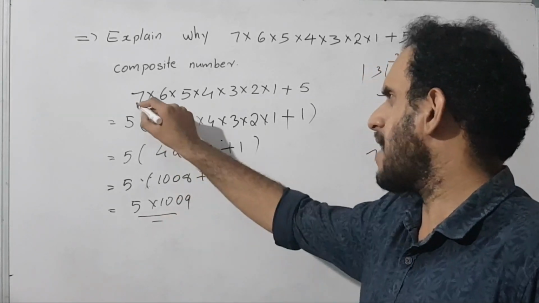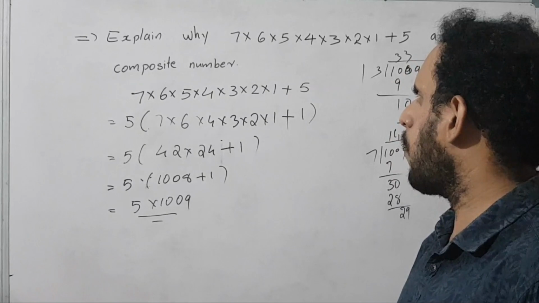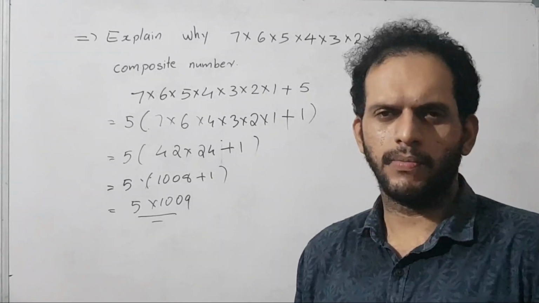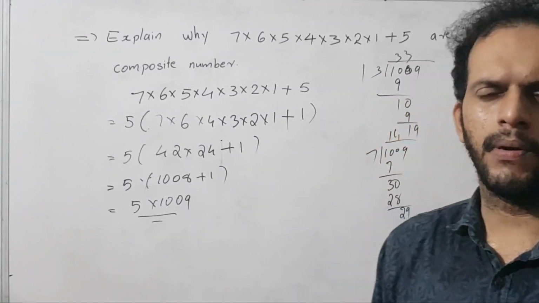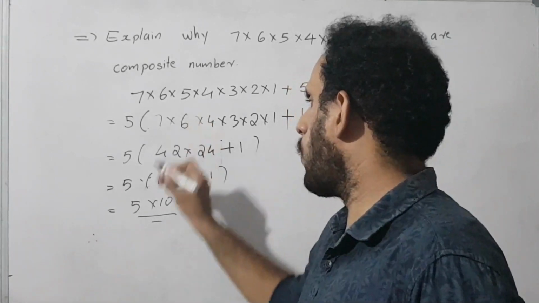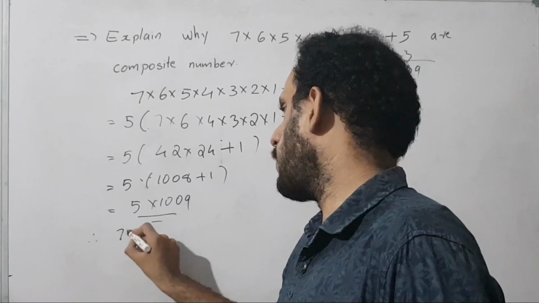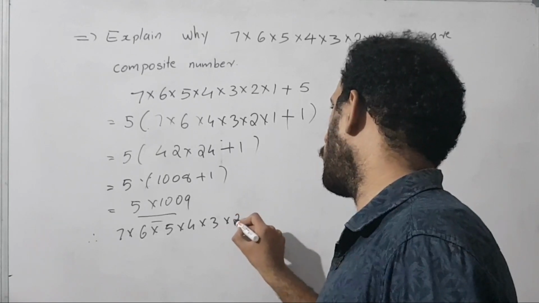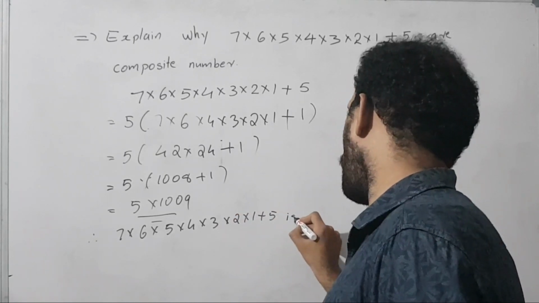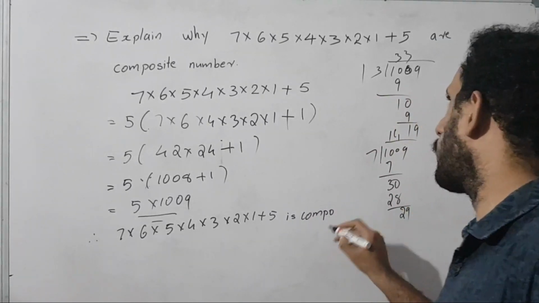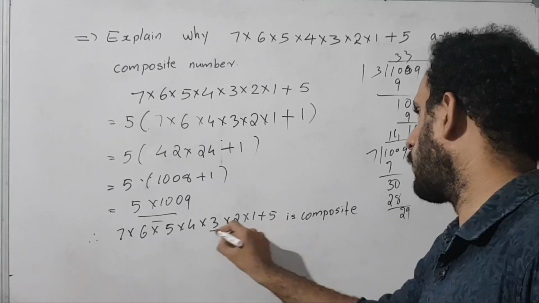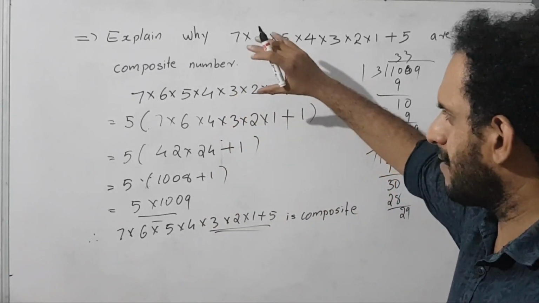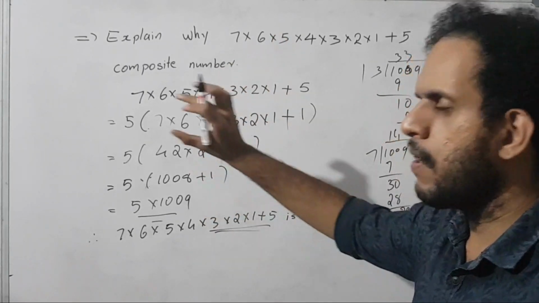So we converted 7 into 6 into 5 into 4 into 3 into 2 into 1 plus 5 as a product of prime numbers. Therefore, the given number 7 into 6 into 5 into 4 into 3 into 2 into 1 plus 5 is composite. Why? Because we wrote this number as a product of prime numbers.